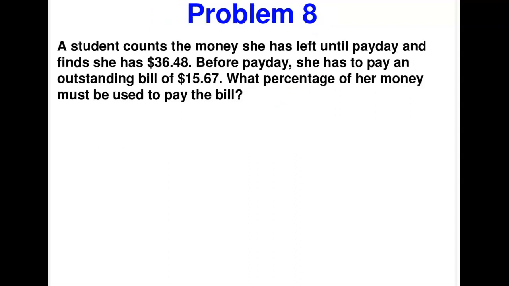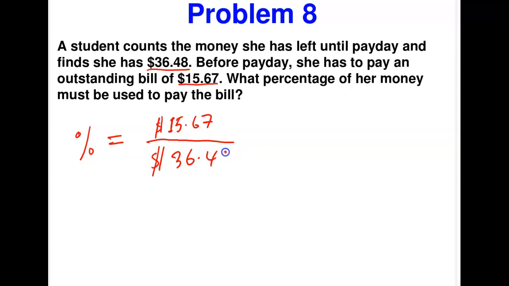So if you have this question, it says a student counts the money she has left until payday and finds she has $36.48 before payday, and she has to pay an outstanding bill of $15.67. It asks what percentage of her money will go to the bill. The percentage is the part of the money she's going to use in paying the bill, 15.67, over the total she has, 36.48, multiplied by 100. If you punch that into your calculator rightly, you're going to get 42.96%.